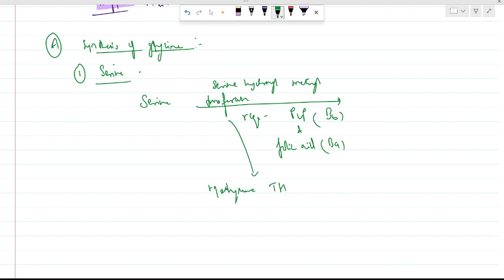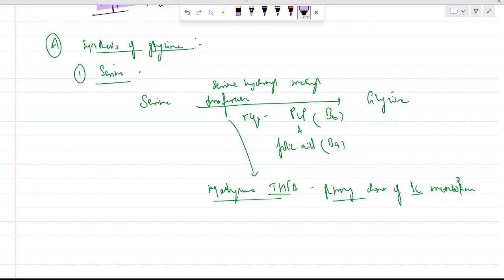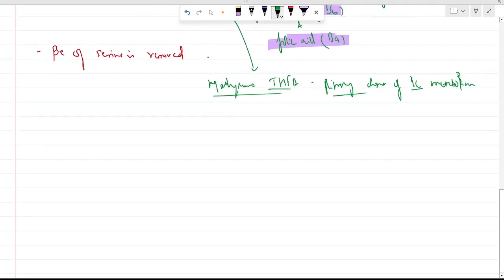Now here, in the subsequent part, methylene THFA is formed, which is the primary donor of one carbon metabolism. We have discussed everything in our vitamin section. Check the folic acid vitamin B9 discussion on this channel. We will gain a lot, how methylene THF is the primary donor of one carbon metabolism. And here glycine is formed. Serine hydroxymethyltransferase requires PLP B6 and folic acid B9. Here, the important part is that the beta carbon of serine is removed. This was the first compound from which glycine is formed.